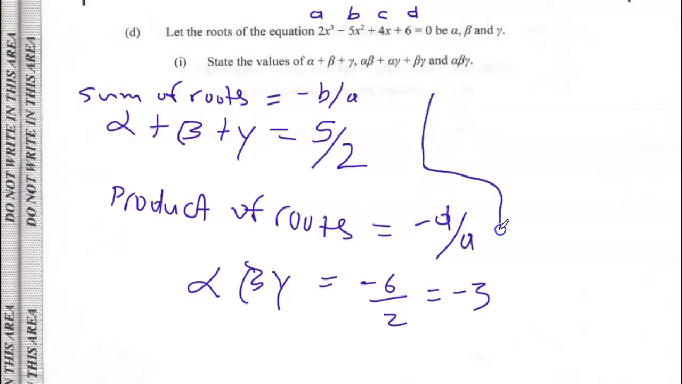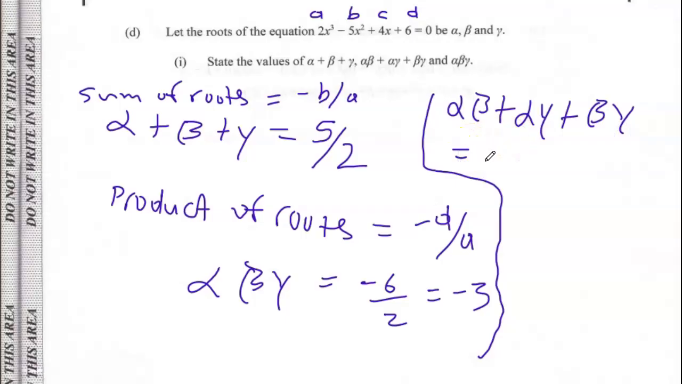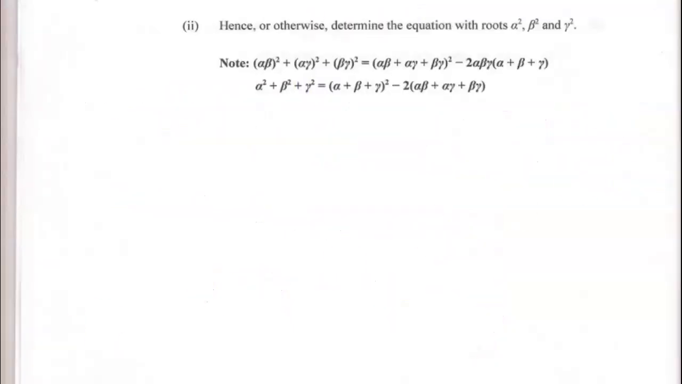And then this expression where you have the product of all the possible pairs of the roots, and we sum them, we have a standard value for that also. And that's c over a. And c is 4. So 4 over 2, 2. Hence, or otherwise, determine the equation with roots alpha square, beta square, and gamma square.